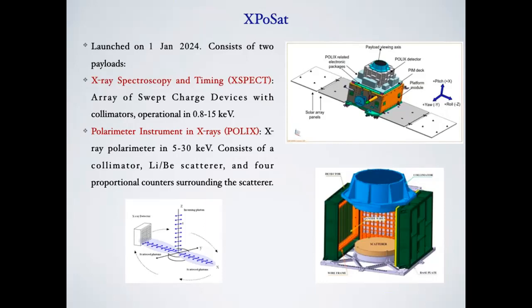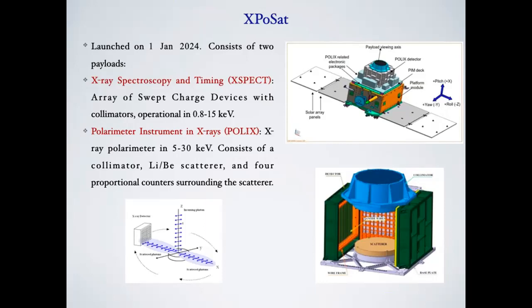But the main instrument is Polix, the polarimeter instrument in X-rays. This is a medium-to-hard X-ray polarimeter. IXP, the other polarimeter instrument, is operational in 2 to 8 keV, while Polix is operational in 5 to 30 keV, so this is even harder than IXP.